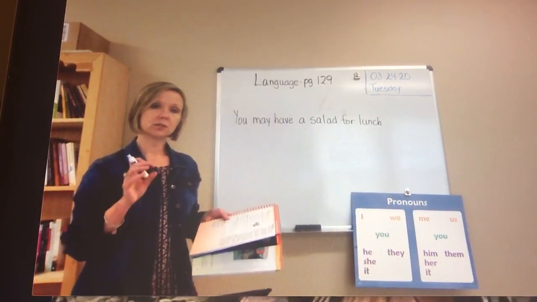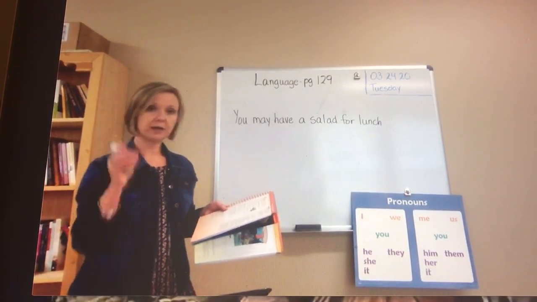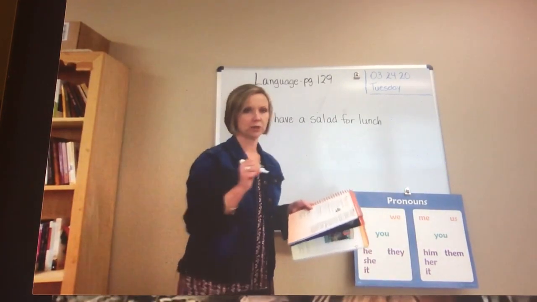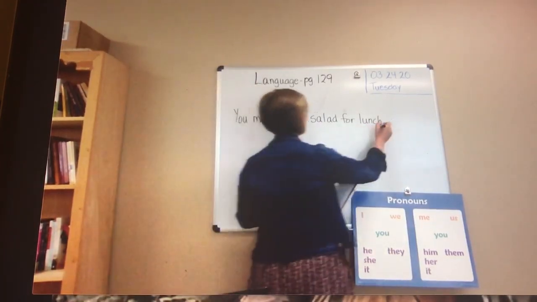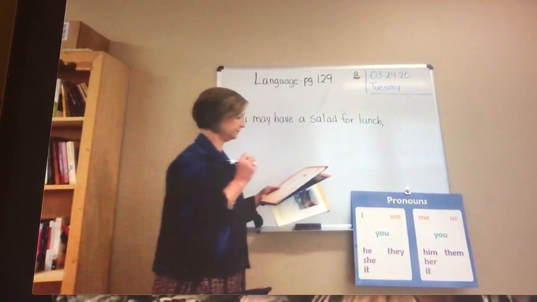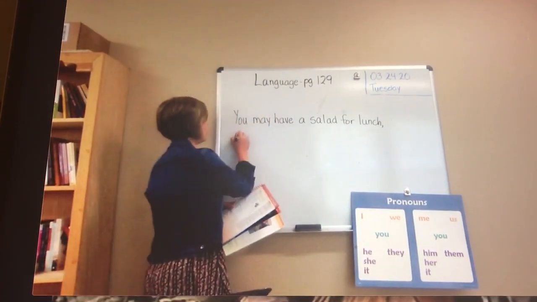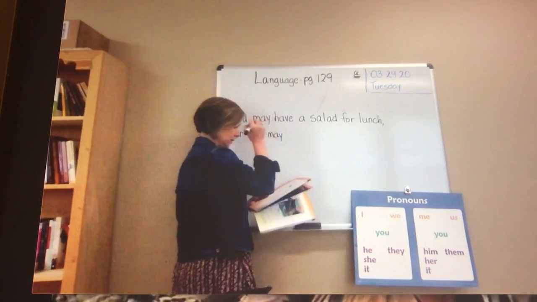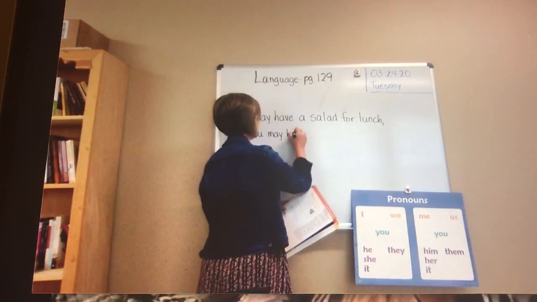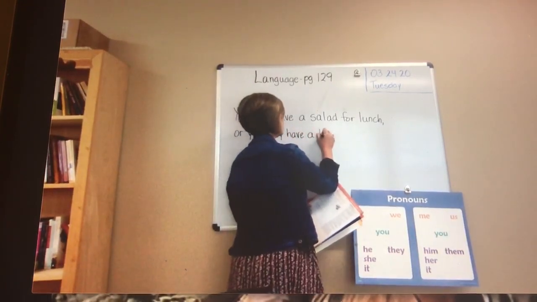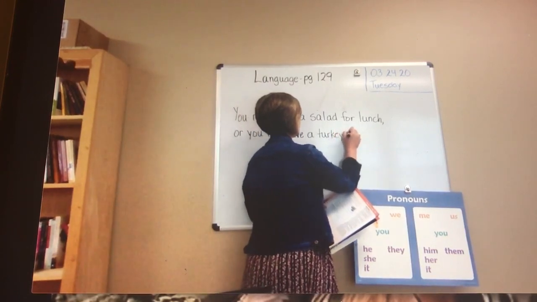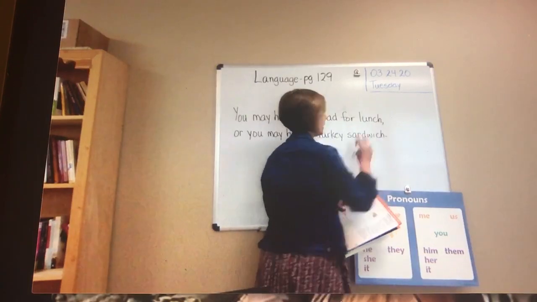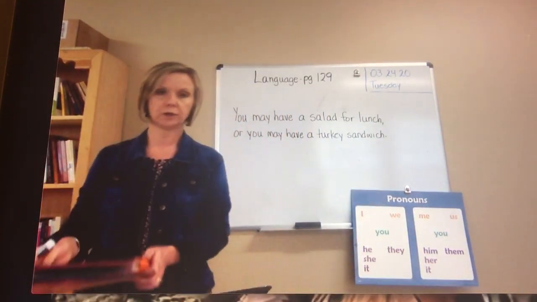But in this run-on sentence, we're going to take the period out, but we're going to replace it with a comma. The comma is just replacing the period. We've got to have a piece of punctuation there. So you may have a salad for lunch, comma, or you may have a turkey sandwich. Okay, you have a choice. You may have a salad or a turkey sandwich.